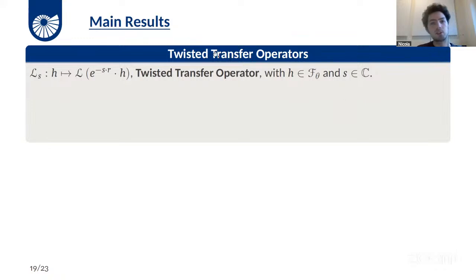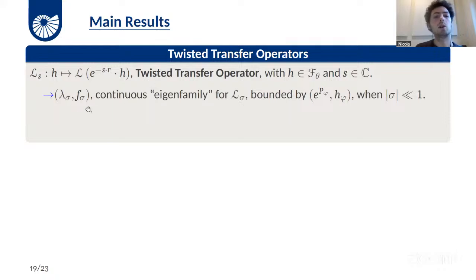The protagonist here is the family of twisted transfer operators. The twist refers to this factor here, which involves a complex number S and the root function R. But it also involves the transfer operator. If the real part of S is close enough to 0, then this family is continuous, and it produces a continuous family of eigenvalues lambda sigma and eigenfunctions f sigma, where sigma is the real part of S. These objects are uniformly bounded by those values at 0, which we know are the eigenvalue and eigenfunction of the normal transfer operator, since L0 is our usual Ruelle-Perron-Frobenius operator.